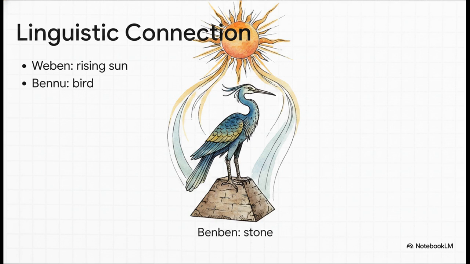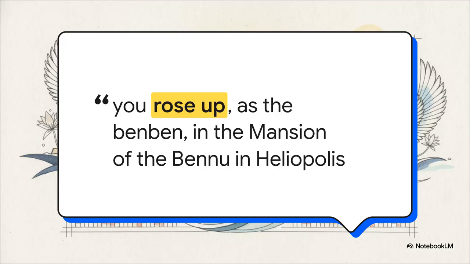Language, art, and architecture were all acting as one unified force to reinforce their faith and their understanding of the entire universe. To truly feel the weight of this belief, let's read directly from their own history. In Utterance 600 of the ancient pyramid texts, it reads, "You rose up as the Benben in the mansion of the Bennu in Heliopolis." Think about the sheer gravity of those words for a second.